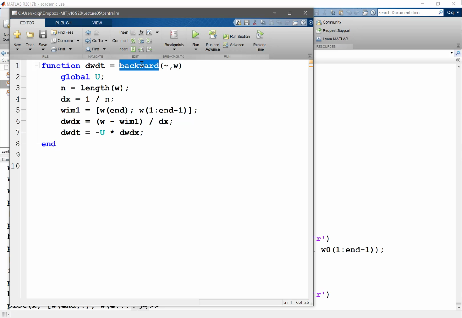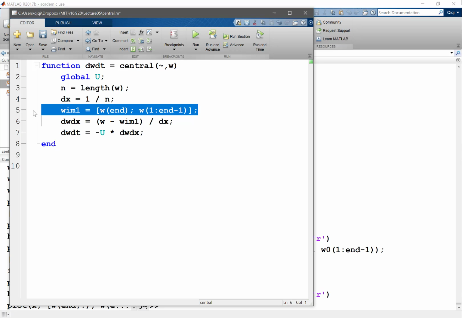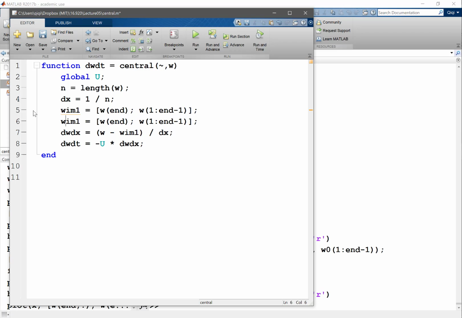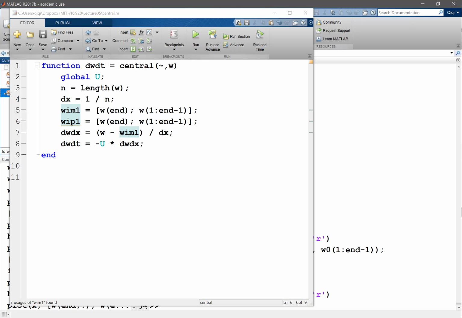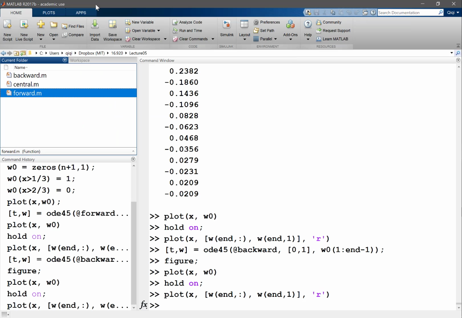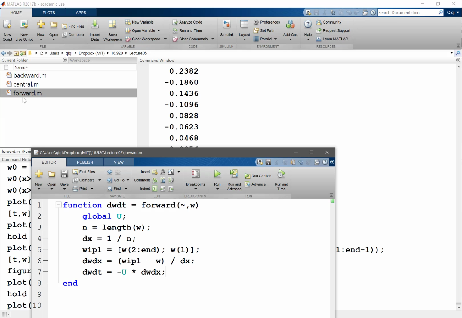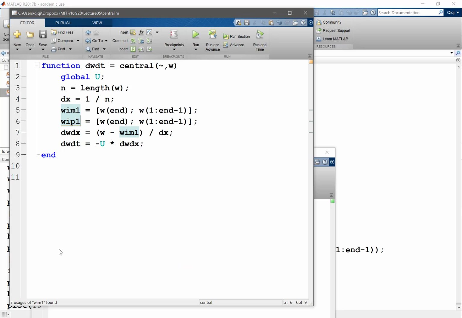Okay, central, and we need W i minus 1 and W i plus 1. So let's actually just copy the W i plus 1 from the forward. So here's my W i plus 1. I think here's my central. Yeah, W i plus 1 should be this. So dw dx is W i plus 1 minus W i minus 1 divided by, remember, 2 delta x, because I'm taking the average between forward and backward, right?